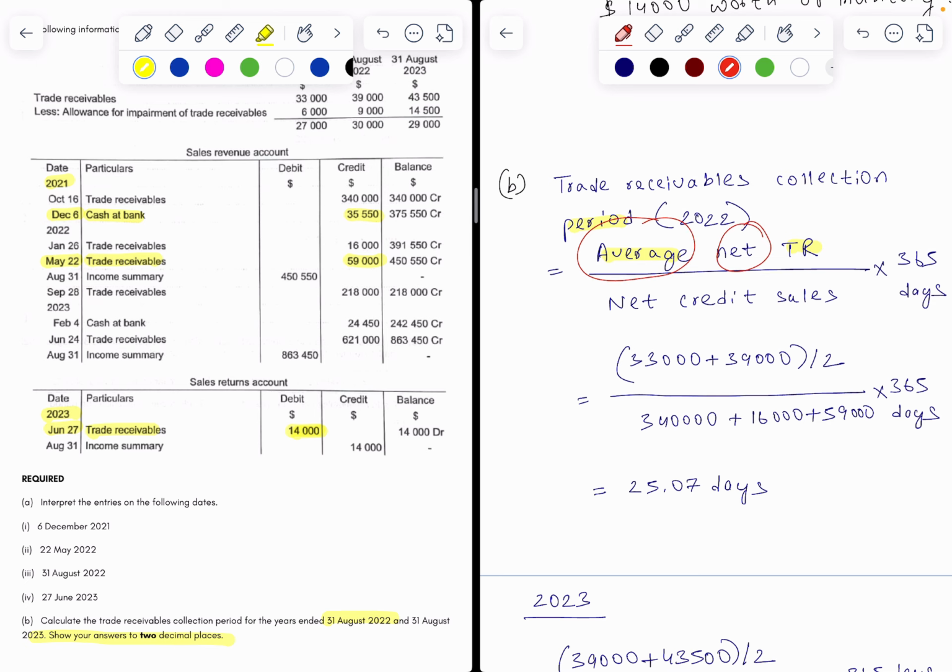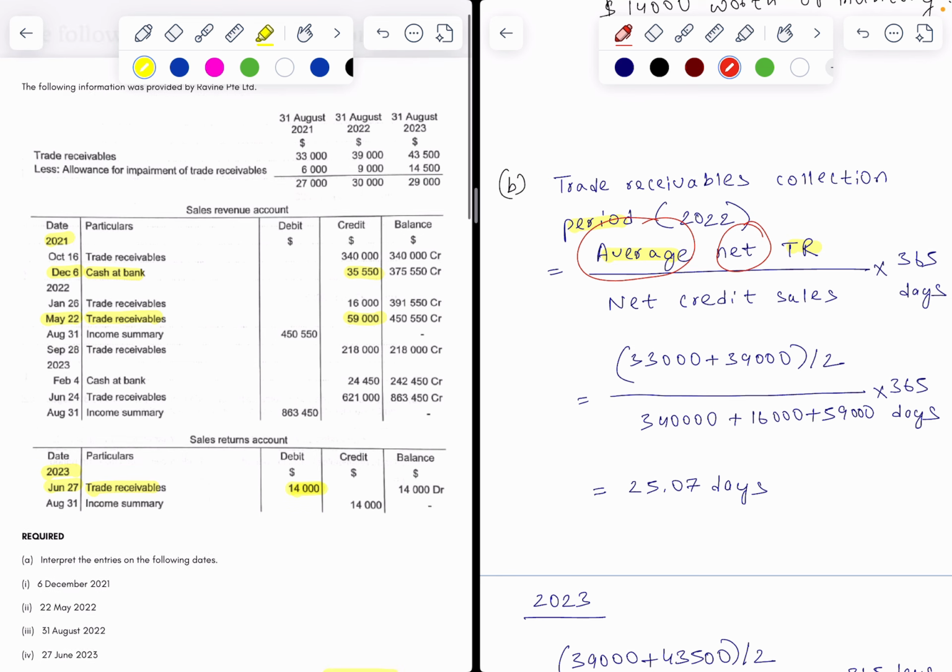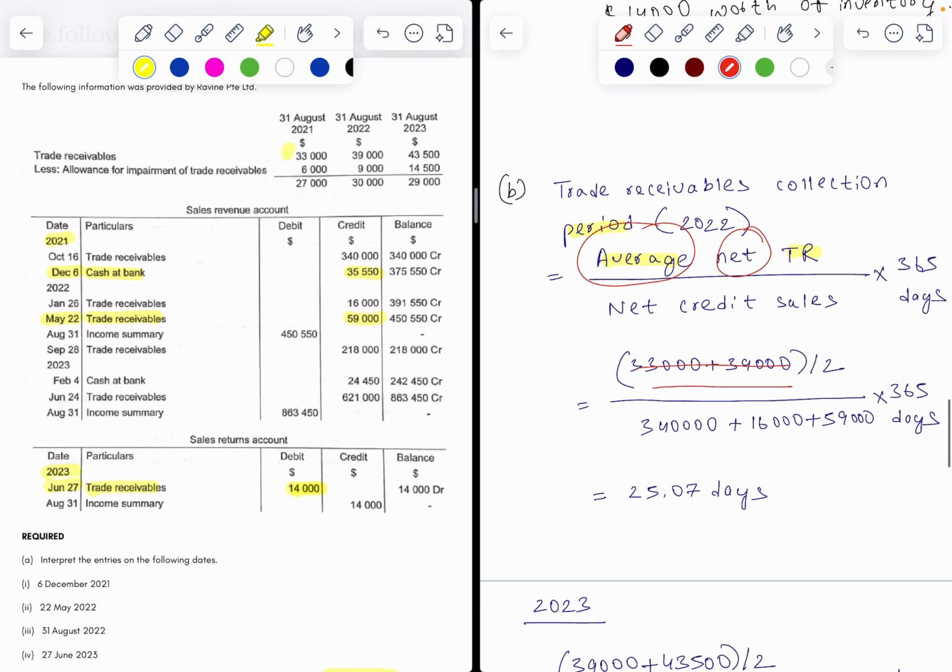So you can see I've already made a mistake here in the numerator as part of my calculation where I took the gross amount of 33,000 and 39,000, which are given here at the beginning. But we should actually take the average net amount. So what actually needed to be done is that I'll erase this, the gross amount, and I'll replace it with the average net trade receivables that we had at 31st August 2021 and 31st of August 2022. And because we're finding the average, you are dividing the total of 27K and 30K by 2, all right?